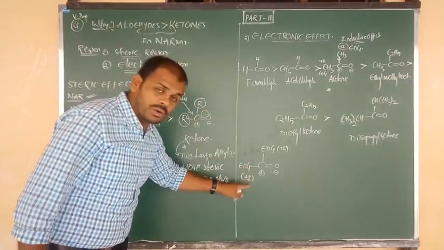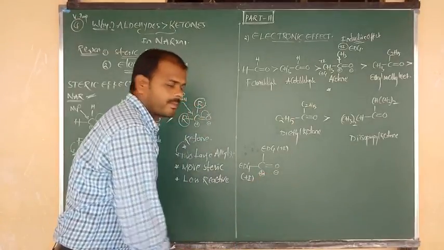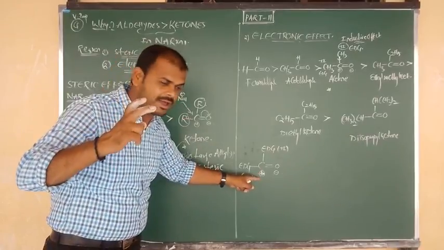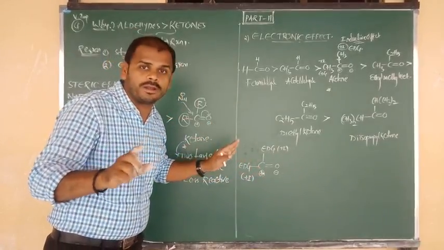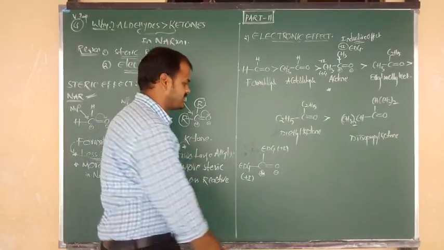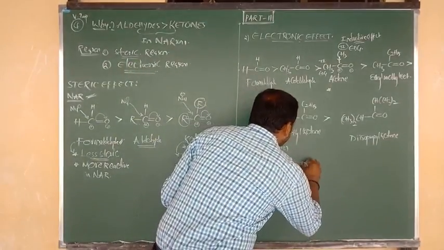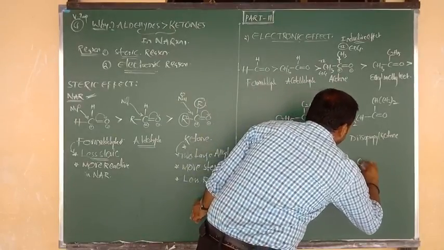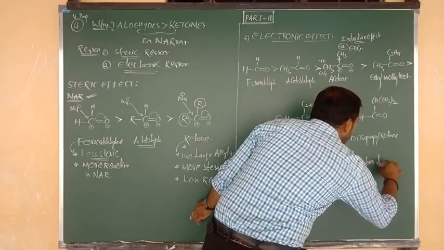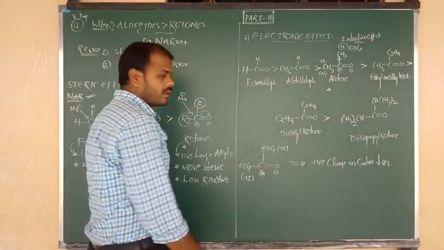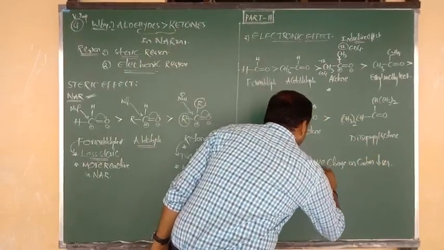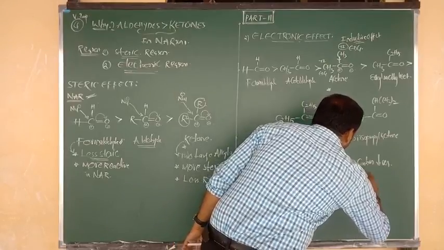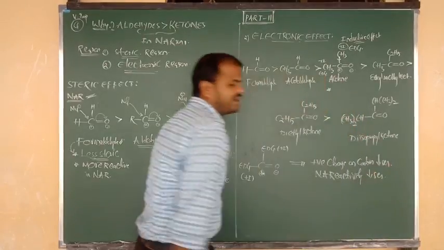In presence of electron donating groups, generally we will think that the positive charge of carbon increases. No beta, the positive charge of carbon decreases. So in presence of electron donating groups, the positive charge on carbon decreases. Positive charge on carbon decreasing means nucleophilic addition reactivity also decreases.